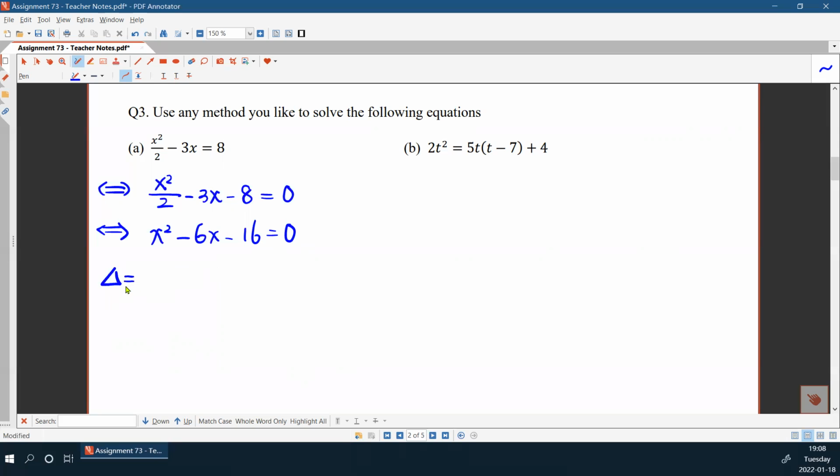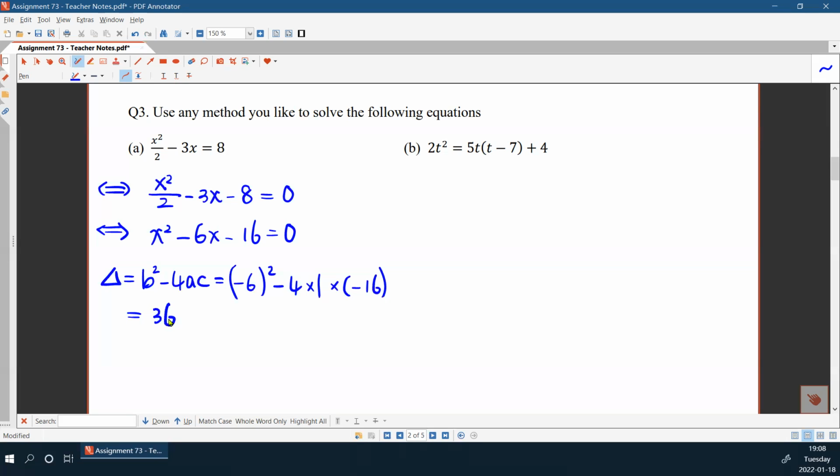So first of all, let's calculate delta. Delta is defined as b squared minus 4ac. Then we put every number in this expression. b squared is -6 squared, right? And minus 4 by a. a is the leading coefficient, which is 1. And c is -16.